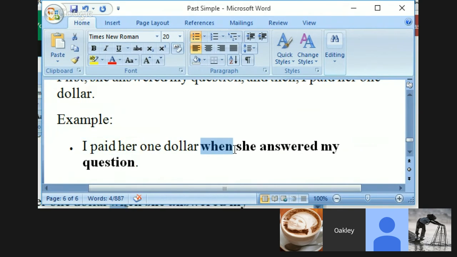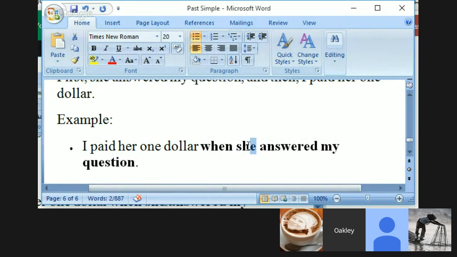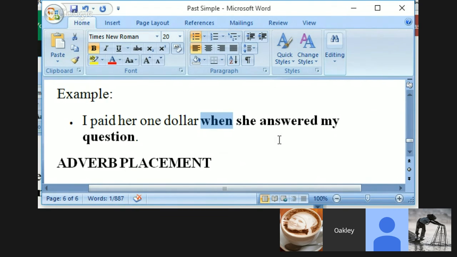So when clauses are used to join 2 ideas. Notice I have a new subject noun, she, forming 2 clauses, totally different subject nouns, I in one clause and she in the other clause. Okay, so there you go. When you join 2 clauses with when, whichever clause has the when, that's the first action.